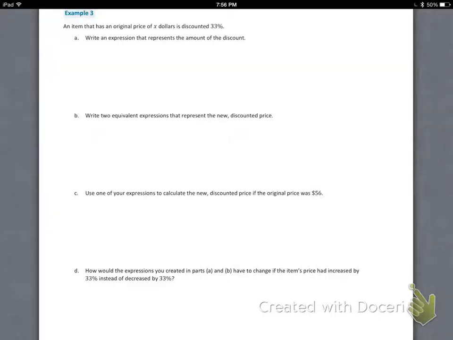Now example 3 was going to have you go ahead and apply your newfound knowledge. Now A is just asking you first, let me read the problem first. An item that has an original price of X dollars, we're not given an actual dollar amount yet, is discounted 33%. So all you need to do first is to write an expression that represents the amount of the discount. So that's the expression only. So write the expression, because we don't truly have an original price yet. We don't have a dollar amount. We have just a discount of 33%. So go ahead and write that expression down.